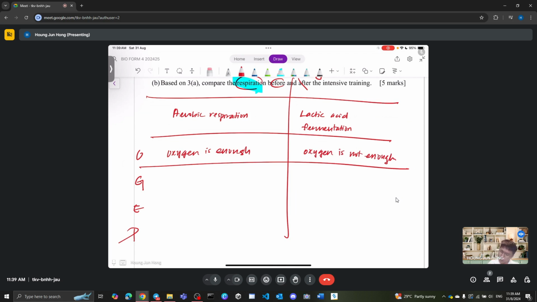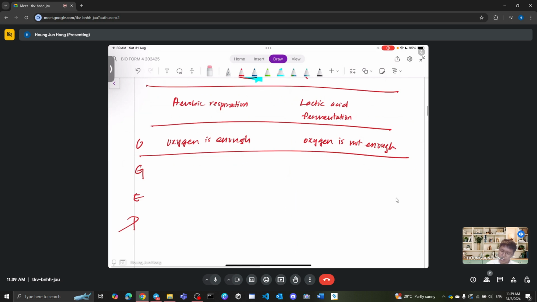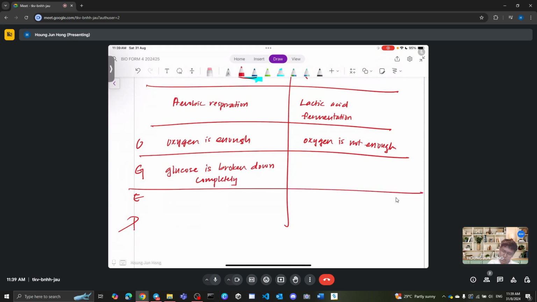And for the glucose, also very simple. Just talk about whether it is completely or incompletely broken down. So glucose is broken down completely, or incompletely.